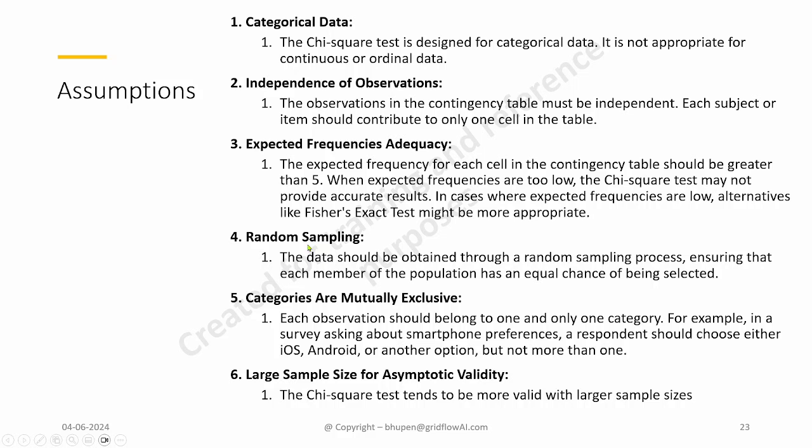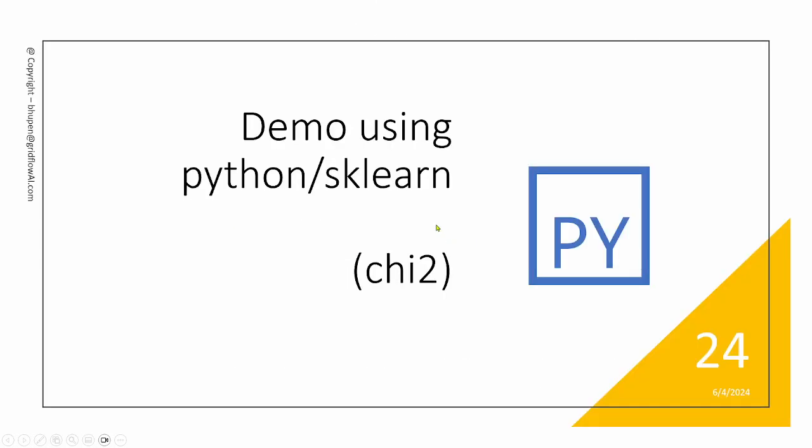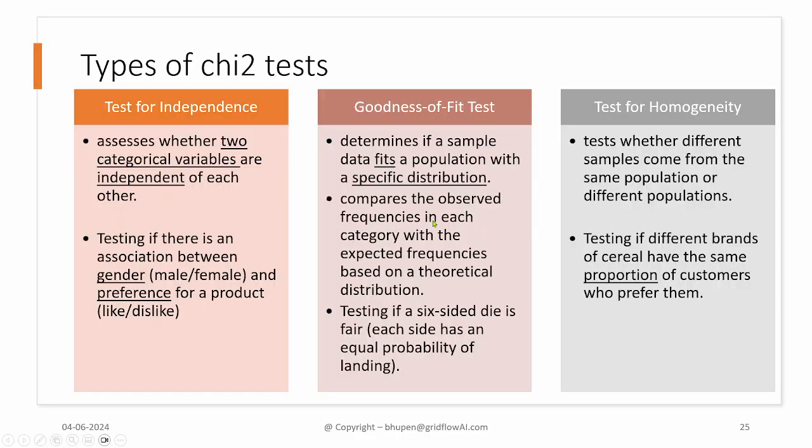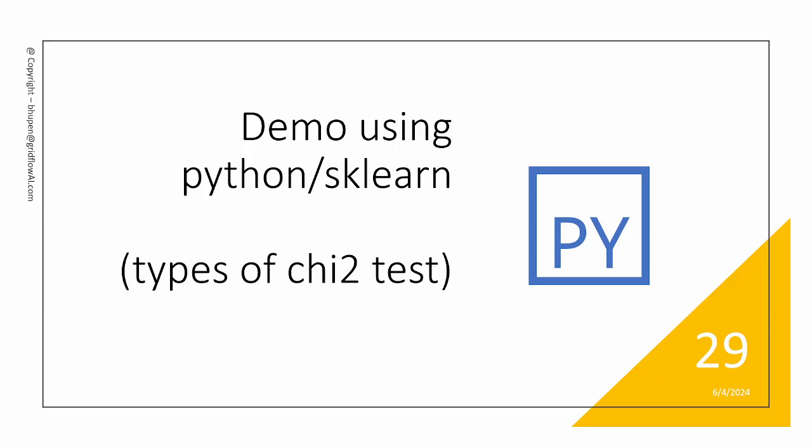Data should be randomly sampled through a random sampling process, and the categories that we are talking about should be mutually exclusive. They should not be present in both cases or more than one case. And a large sample size, like higher degrees of freedom, is good for asymptotic validity. So these are the key assumptions here, and we already saw how chi-square is performed.